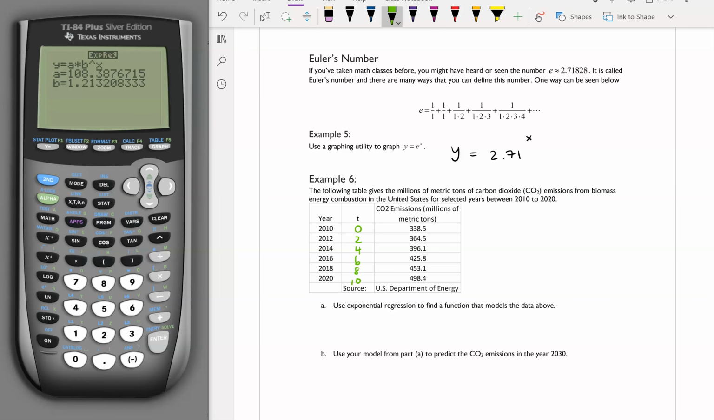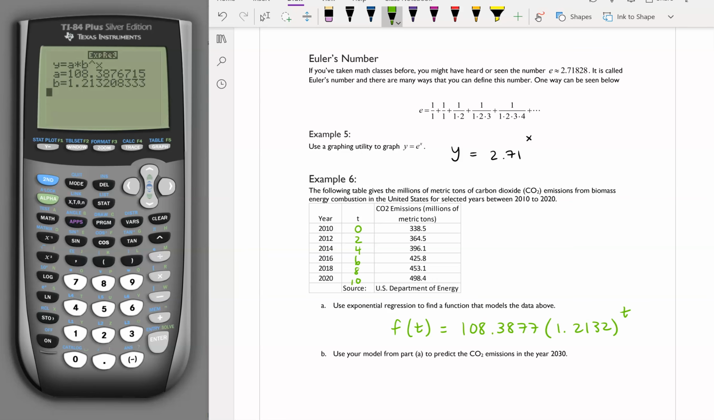It gives us our a value and our b value, which is really nice. So our function is, and you can use f of x or f of t, that's fine, I'm going to use f of t equals 108.3877 times 1.2132 to the t power.